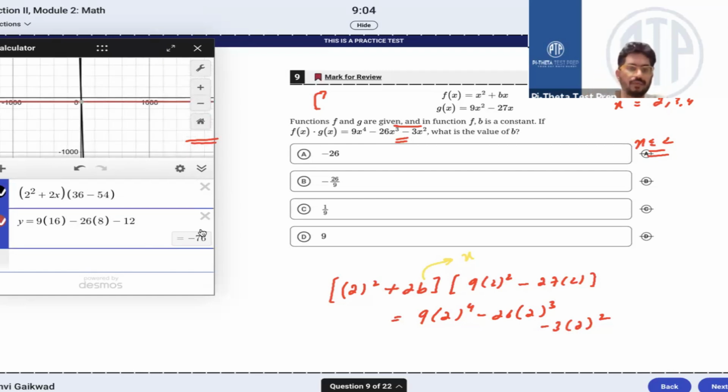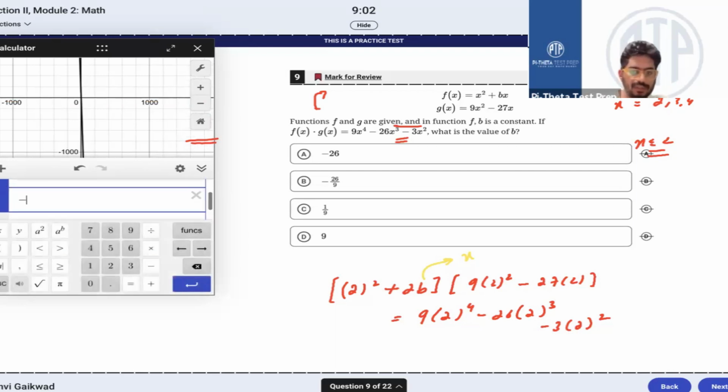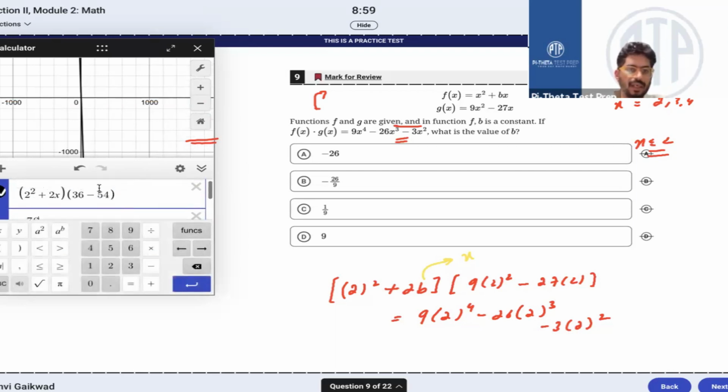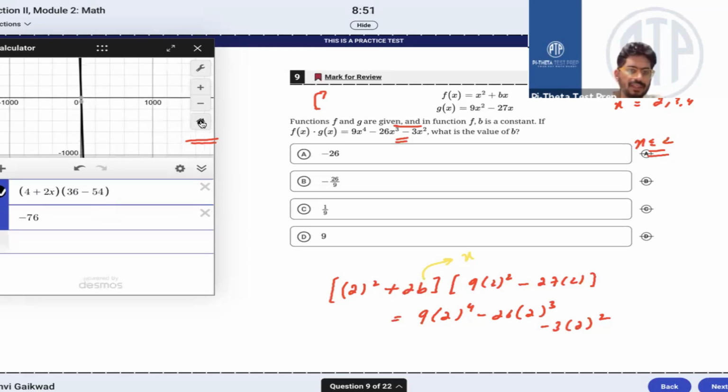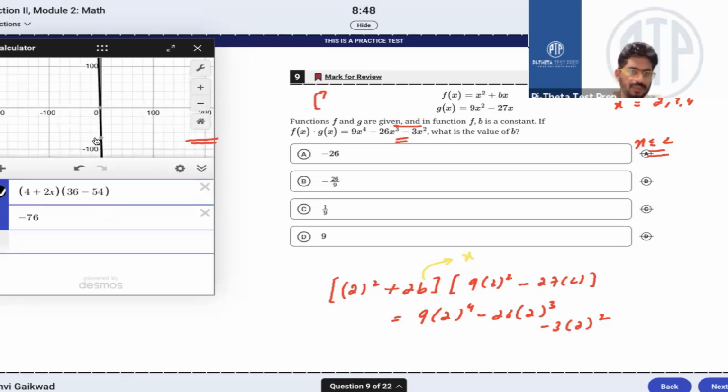So basically, if you just write negative 76 here in place of this, if you are getting confused here, and this is basically 4 plus 2x and 36 minus 54. So we can understand that simply going here will get you the answer. Now they're telling you the value of b here. Let me calculate it. That is 4 plus 2x, 36 minus 54 is negative 18, and this is negative 76.